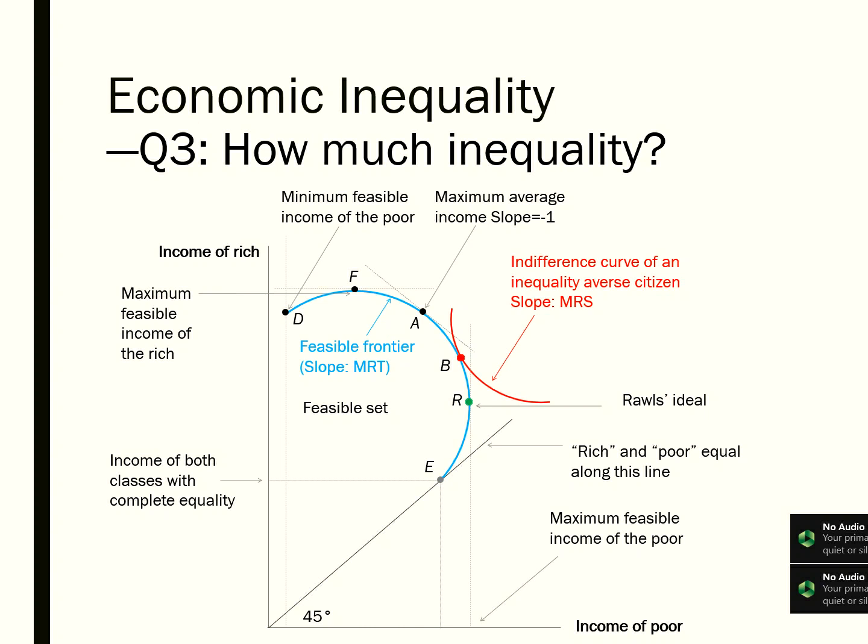Point A is where the maximum average income is achieved, because at this point, the slope is equal to -1, implying a 1-to-1 trade-off ratio between the incomes of the rich and the poor. Point F is the maximum feasible income of the rich at the cost of the income of the poor. And finally, point D is the minimum feasible income of the poor, below which the poor may not be able to survive and there will be a revolution.